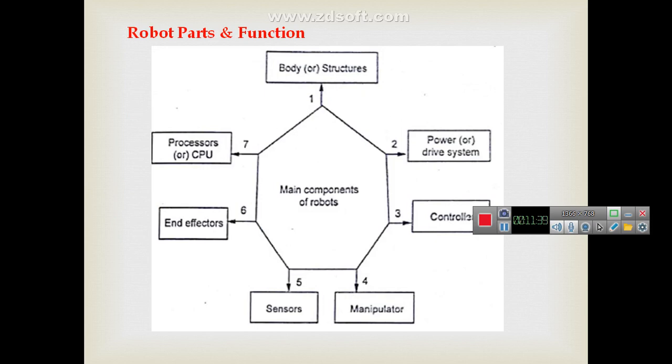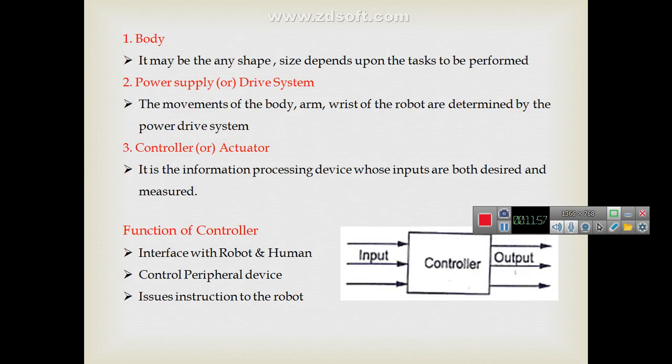Then robot parts and their functions. These are the main components of a robot. First is the body, then power drive system, controller, main manipulator, sensors, end effectors, and CPU. So these are the main parts and their functions in robot systems. The body may be any shape or size, depending upon the tasks to be performed. Power supply or drive system: the movements of the body, arm, and wrist of the robot are determined by the power drive system. Then the controller, which is a processing device whose inputs both decide and measure.